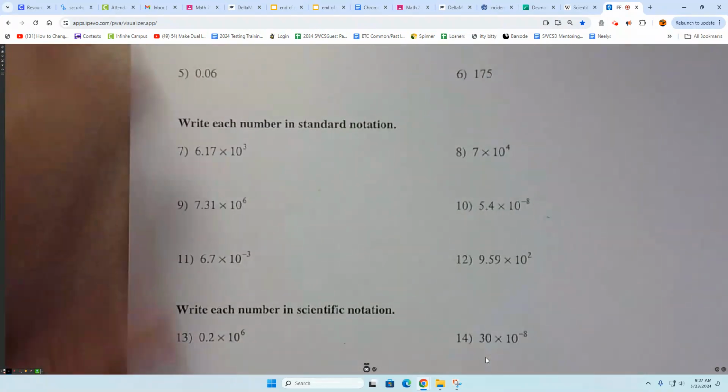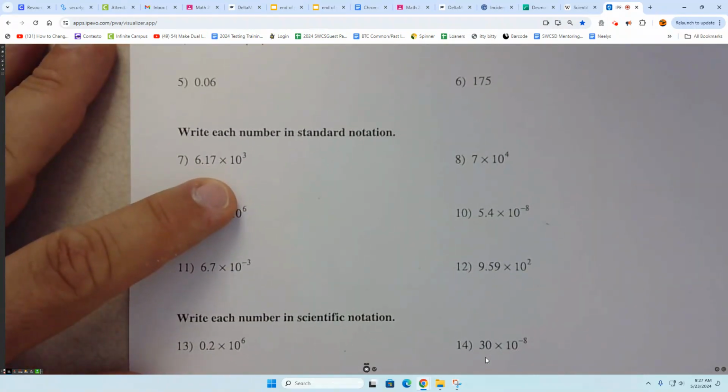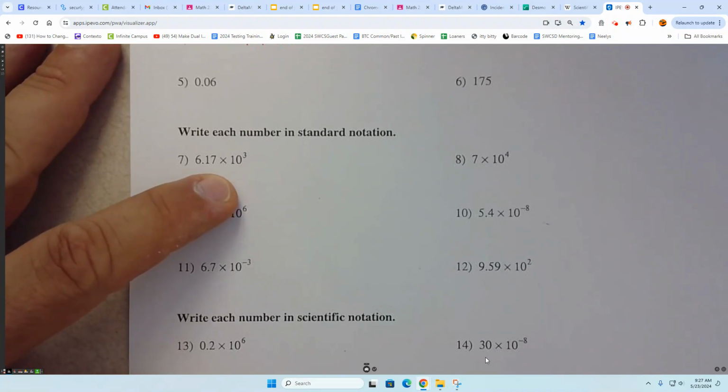Okay. Now write in standard form. So go the other way. I don't remember how to do that.